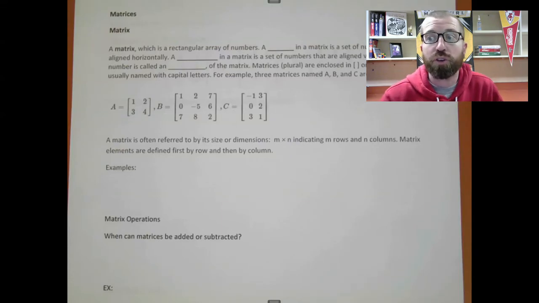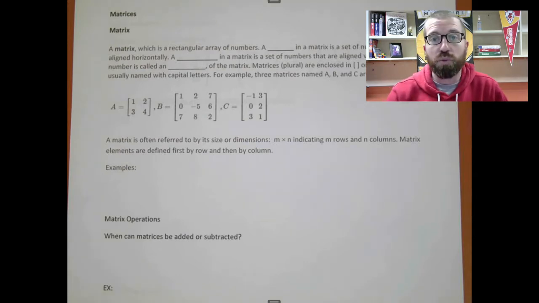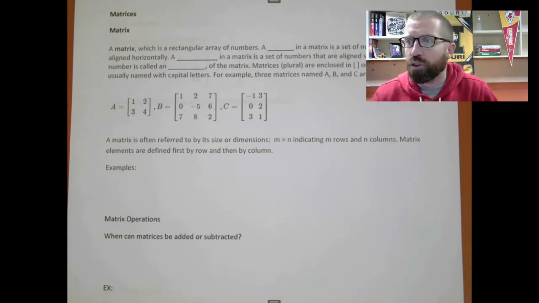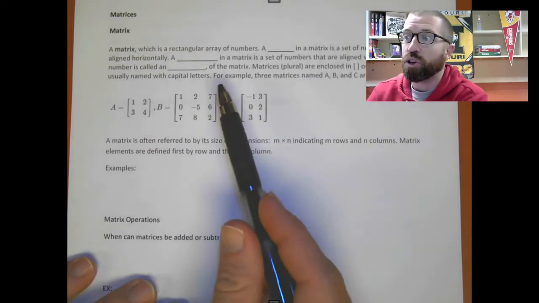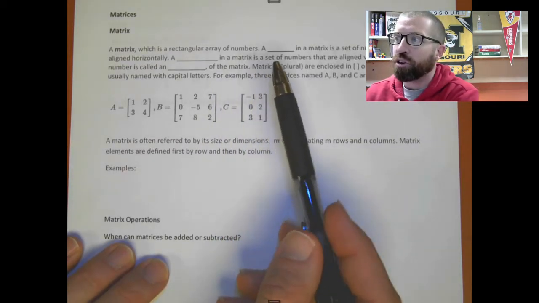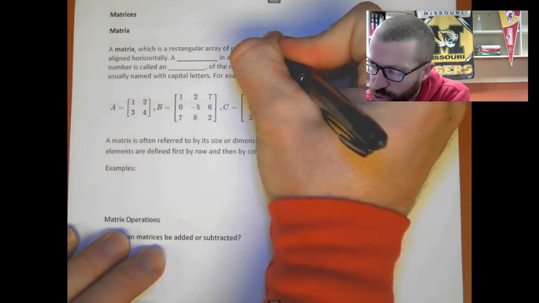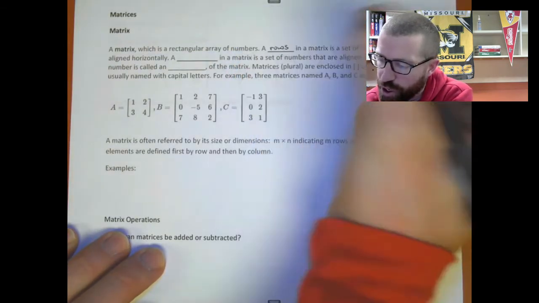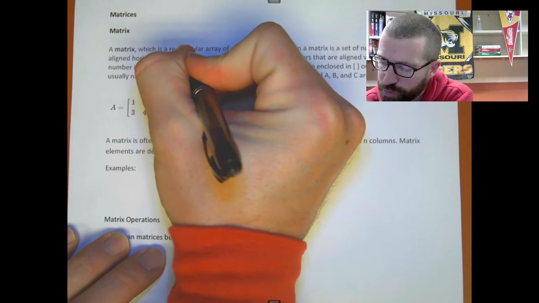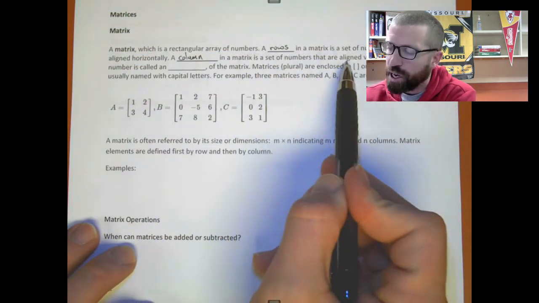Hello, in this video, we're going to talk about matrices. A matrix is just a way to organize numbers with rows and columns. A matrix, which is a rectangular array of numbers, has rows, which are a set of numbers that are aligned horizontally, and then a column in the matrix is a set of numbers that are aligned vertically.